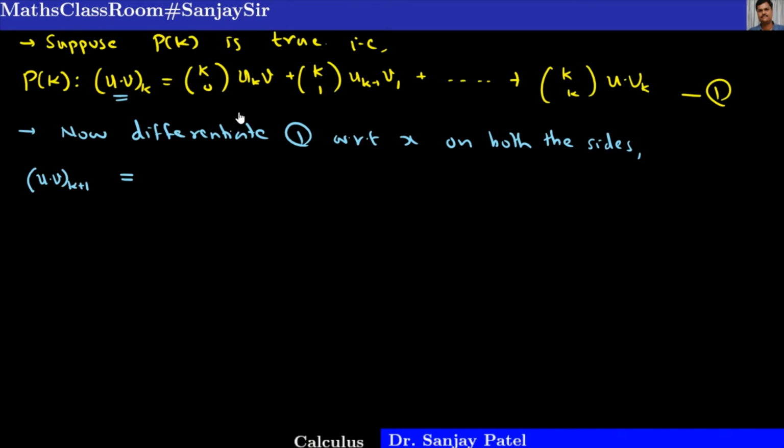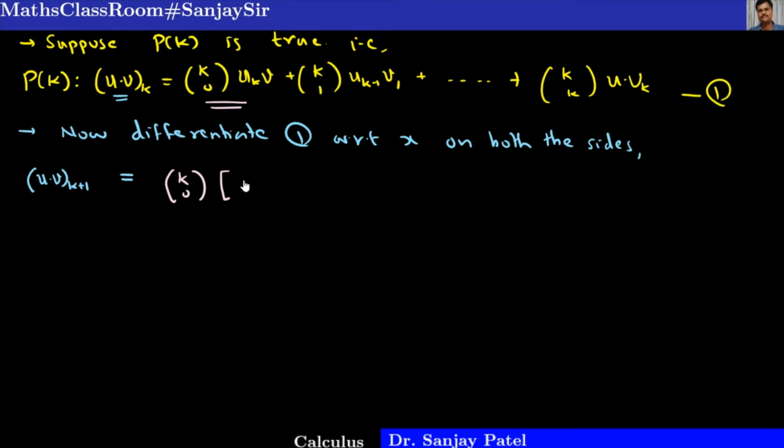So what I'm doing is I will start with this first one, say this term. So kc0 as it is a constant, and then I will write the derivative of uk into v by using the product rule of differentiation for two functions.